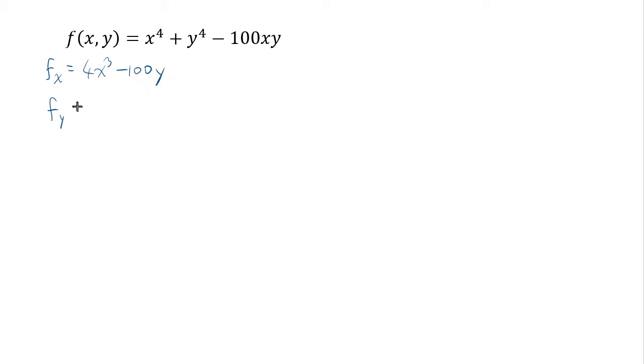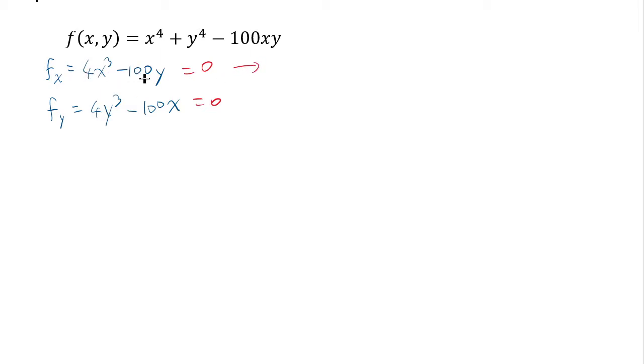On the other hand, if you differentiate by y, now x is treated as constant, so that's 0, with y to the fourth will be 4y cubed. And then if you differentiate this by y, it will be negative 100x, because y differentiates to 1. Now I need both of these to be equal to 0 if I want a critical point. So let's see what that gives us.